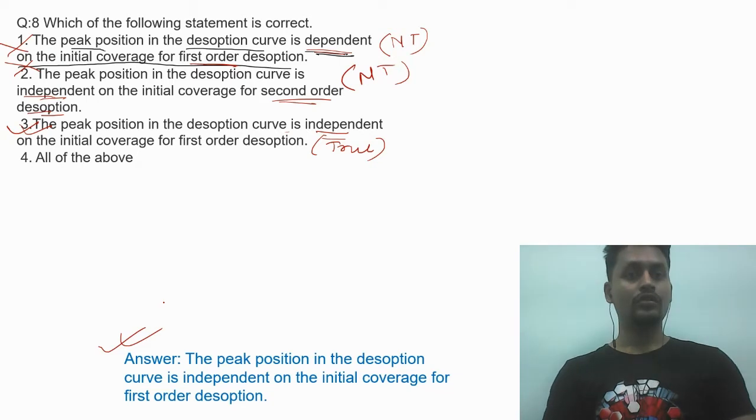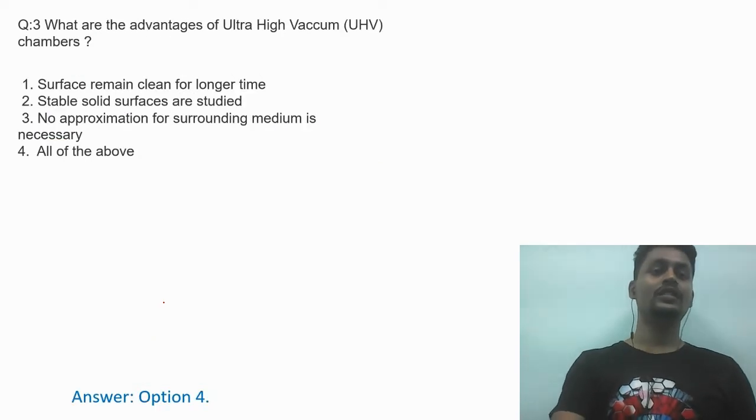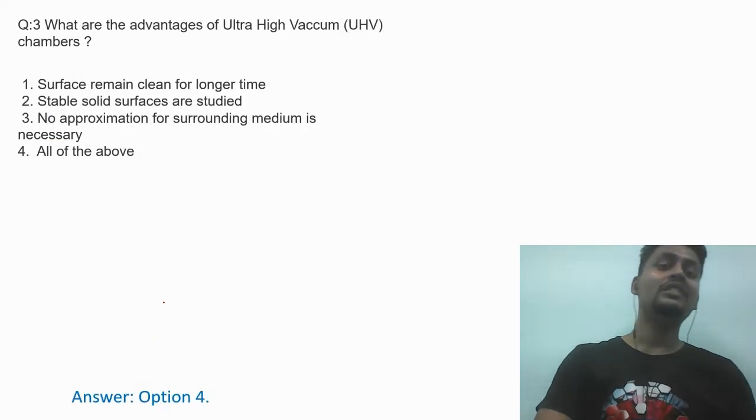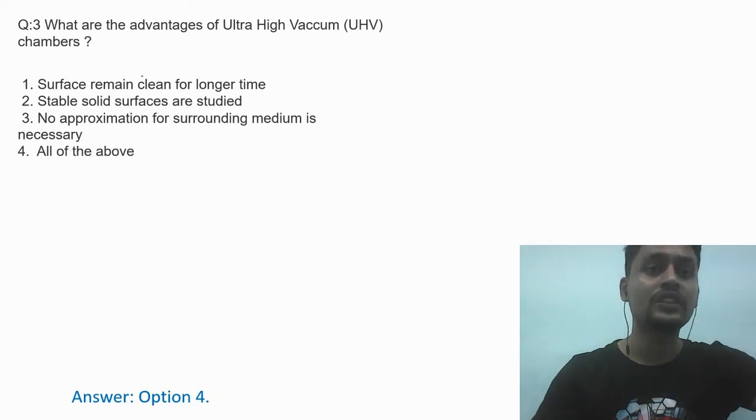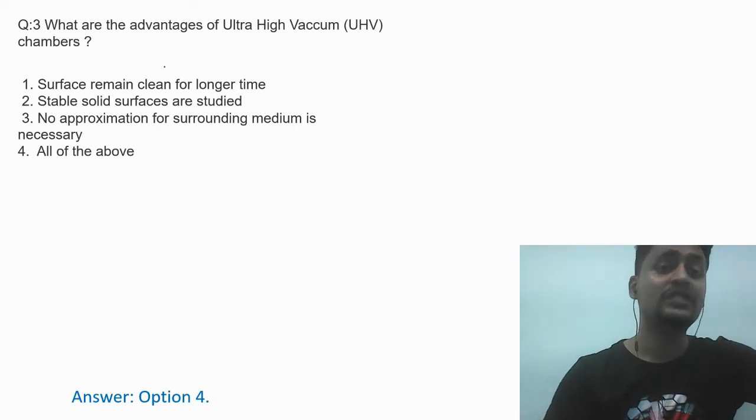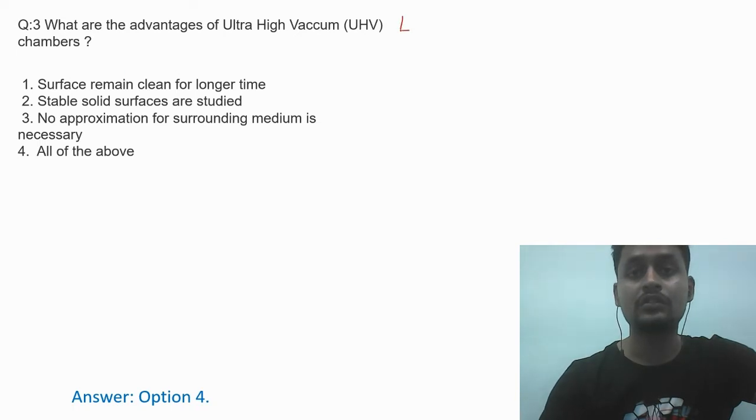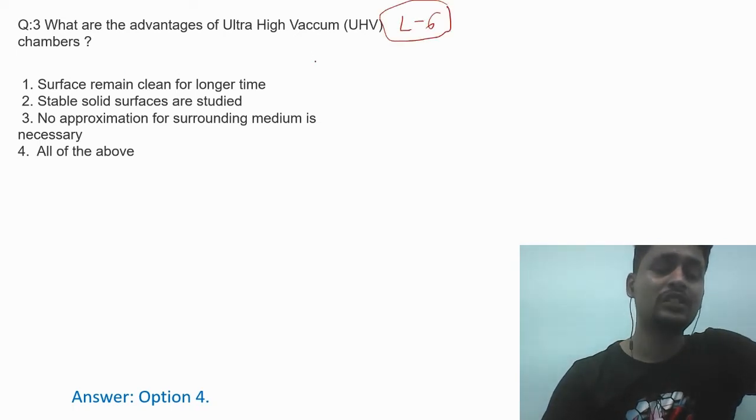Okay. So let me come to the next question. That is the third question: what are the advantages of ultra high vacuum chambers? This is also an informative question, and this is the first lecture of this week. This is lecture number 6, I think. In lecture number 6, the Professor discussed ultra high vacuum technology very nicely. If you have not seen the lecture, I suggest you go to the class again and watch it.